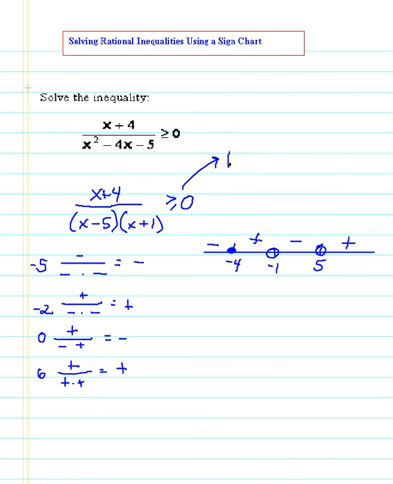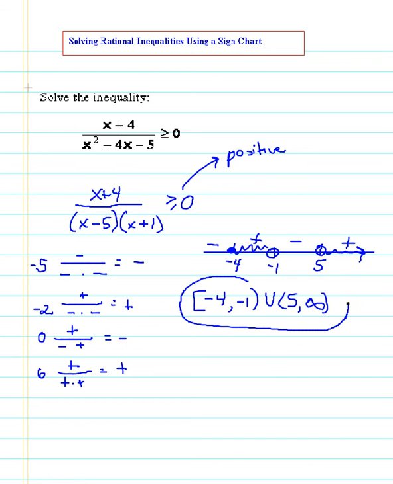The greater than, well, numbers that are greater than 0 are positive. So in my sign chart, I'll be selecting any place that I have positives. I have positive here and here. So my answer to this rational inequality are the values of x between negative 4 and negative 1, including the negative 4 but not the negative 1, union 5 forever. And again, I'm not including the 5 because that would make the denominator 0, and I go forever to the right. Of course, we don't include infinity. There's our final answer.